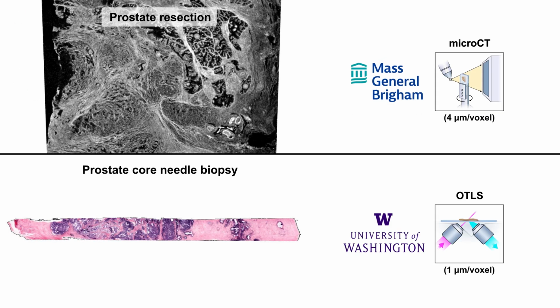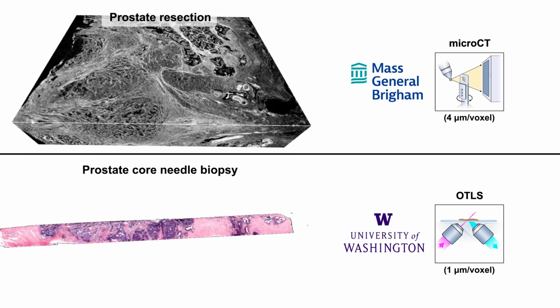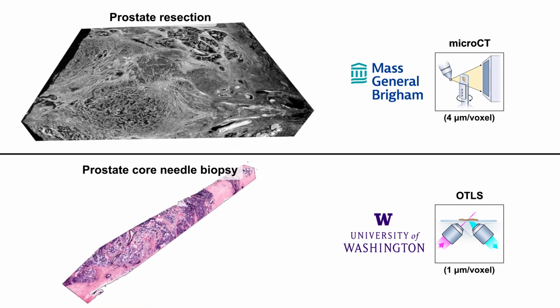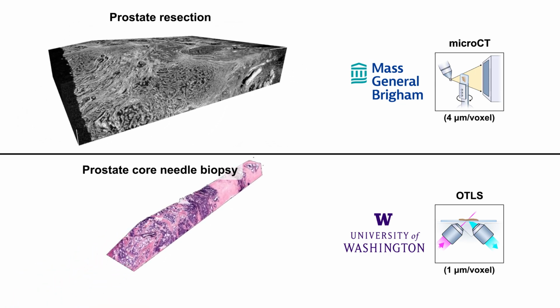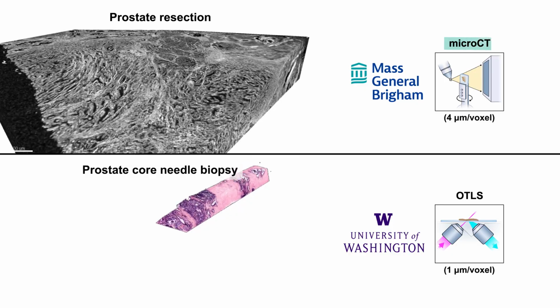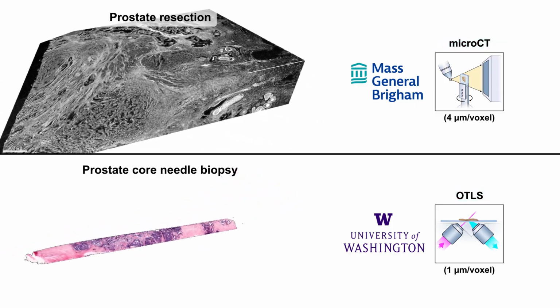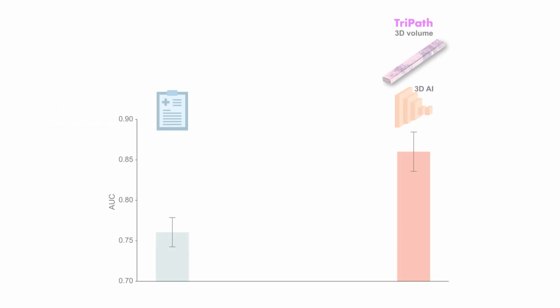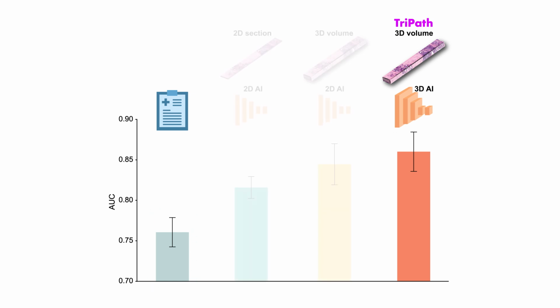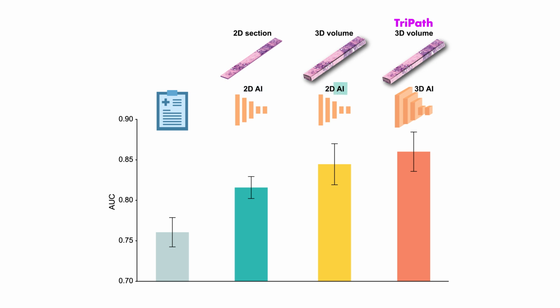In this study, recurrence risk stratification models were trained on prostate cancer specimens at Mass General Brigham and the University of Washington, imaged with microcomputed tomography and open-top light sheet microscopy. By comprehensively capturing 3D morphologies from the entire tissue volume, our approach achieves superior performance to the clinical report baseline and 2D deep learning models applied on a few slices, or all slices, from the tissue volume.